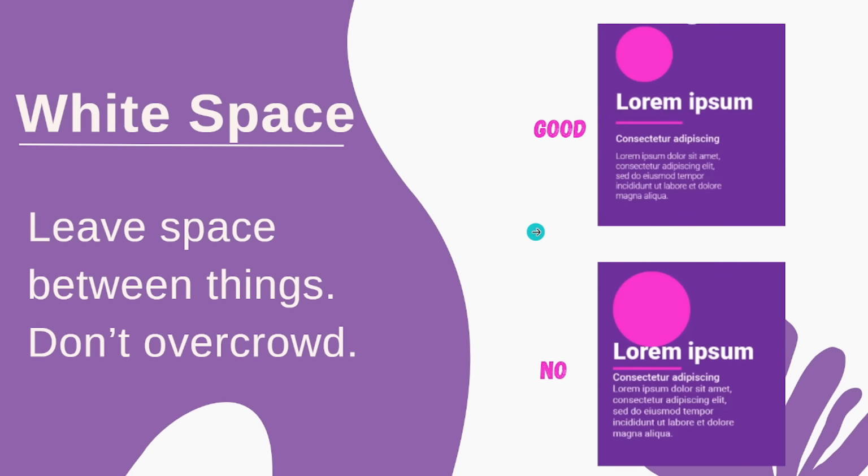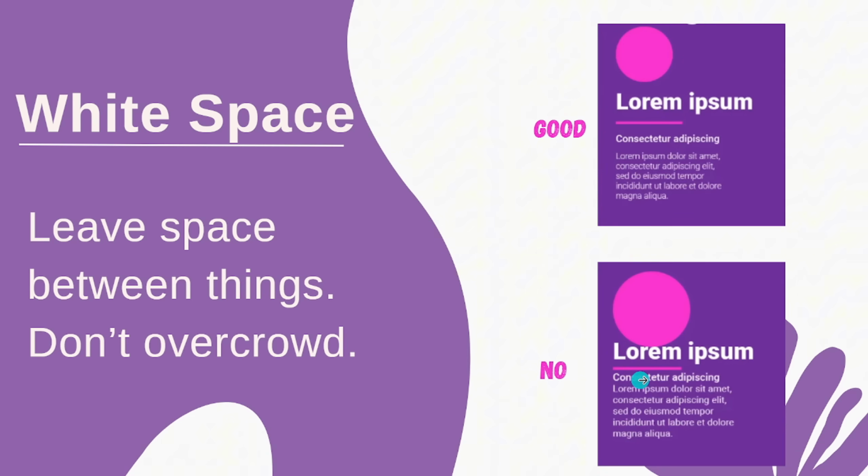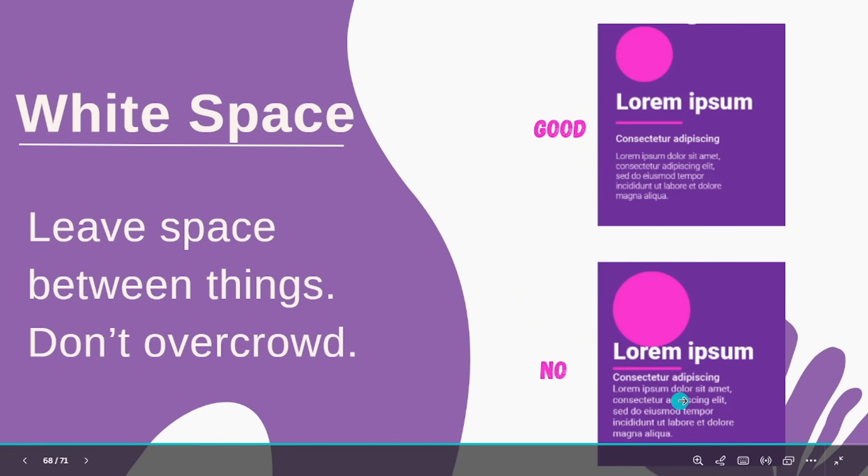So white space: leave space between things. Don't overcrowd them. Now let's look at this illustration right here. You see how the circle was placed here? There is a little space before the text, a little space before the line, space before this text, space before this text. But look at this one. The text here is touching this. There is space, but the space here is little. Everything here is jam-packed. You don't even know that they're together.